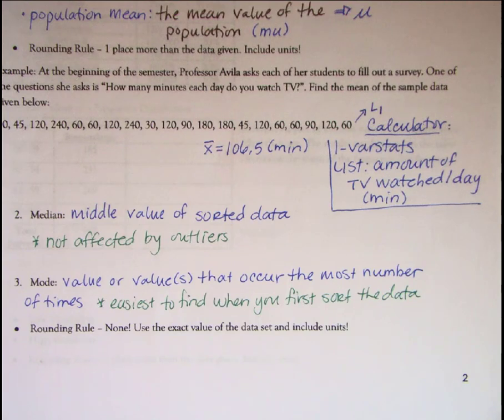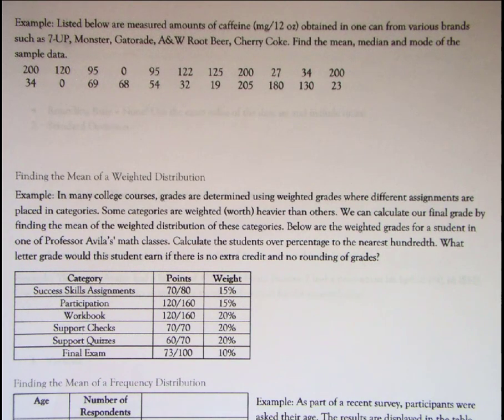So let's look at an example where we're going to use our list feature and our sort feature to find the mean, median, and mode of a data set. In this example, we have amounts of caffeine that are measured in milligrams per 12 ounces. We looked at different brands, and here are some examples: 7-Up, Monster, Gatorade, etc. We are asked to find the mean, median, and mode for this sample data.